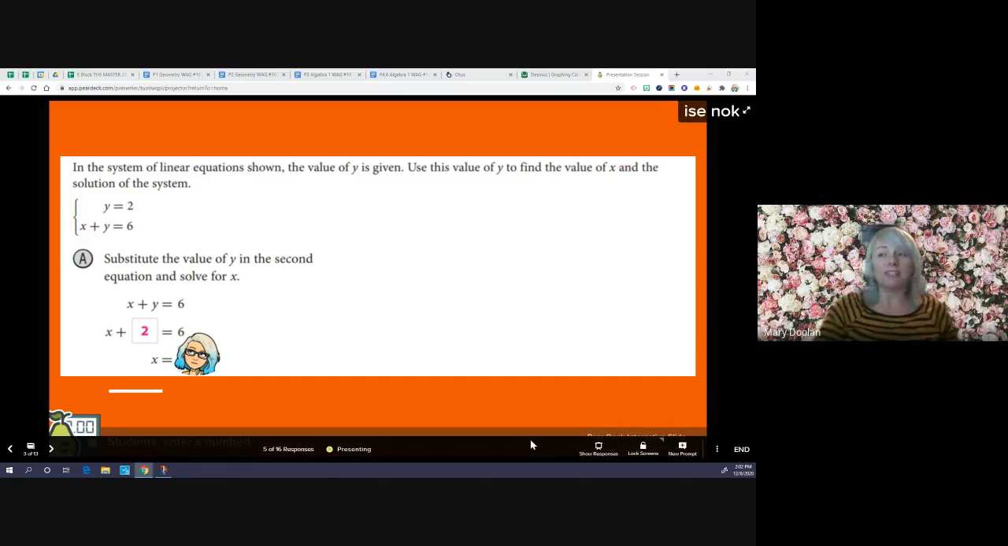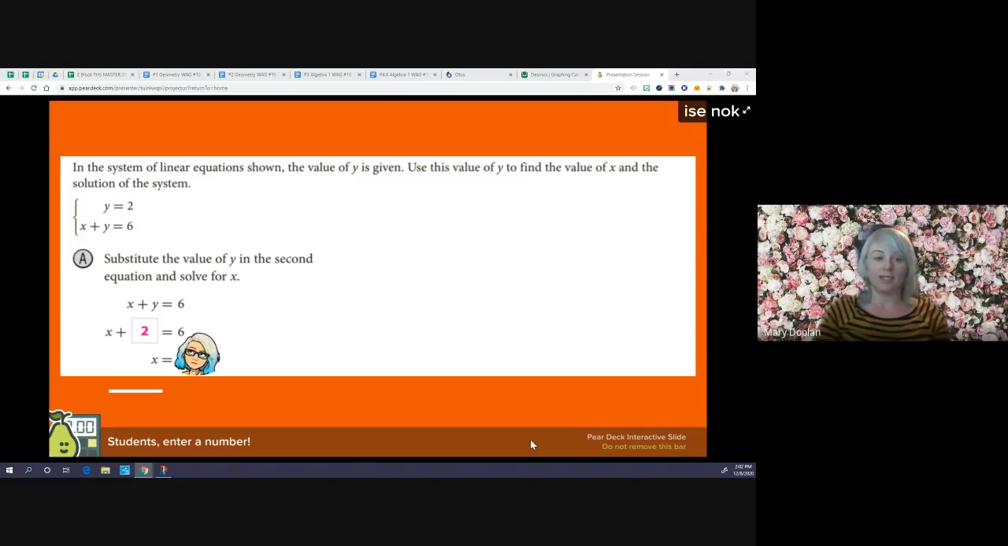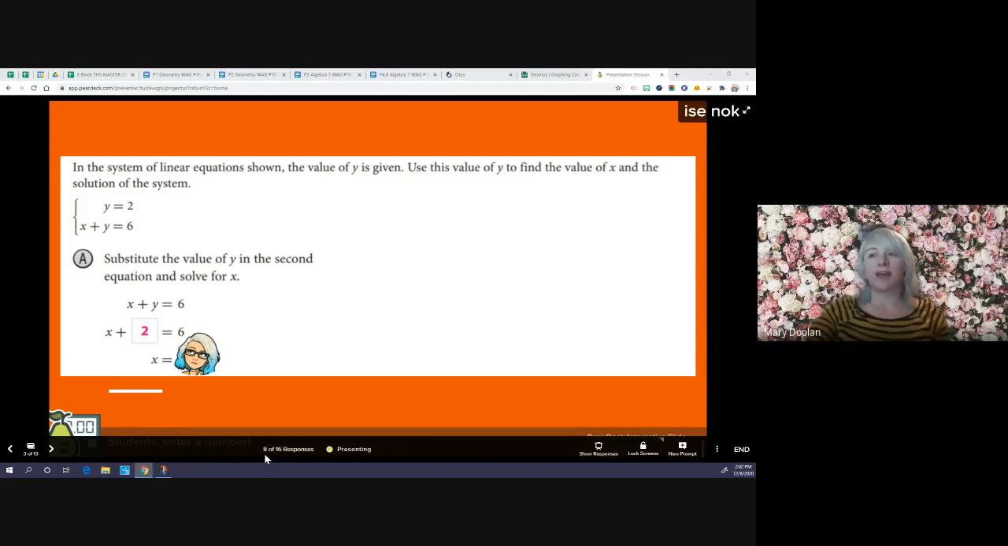I have 5 out of 16 responses, 6, 7 out of 16 responses. Just type a number. What does x equal? I have half of you that have responded. x plus 2 equals 6. You know how to solve equations like this. You're just going to do the same thing to both sides of the equation. Subtract 2 from both sides, and then x equals, what's hiding under my face?